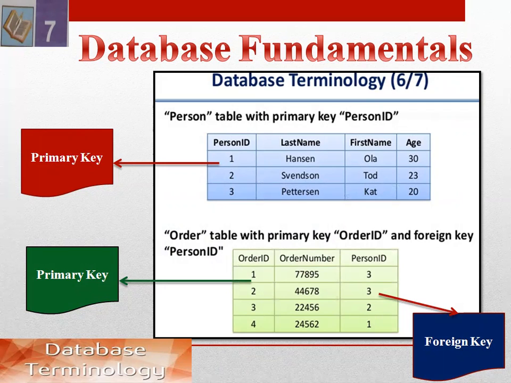Here you can view in the second table, the order ID is primary key. In the first table, person ID is a primary key, but in the second table, order ID is a primary key of this table. But in order table, we have one more ID, that is a person ID. And this person ID is a reference key. As a reference key, it came from the table person.